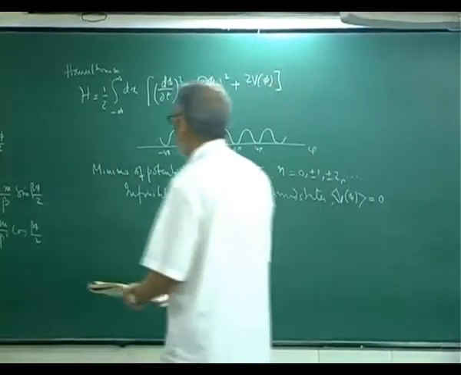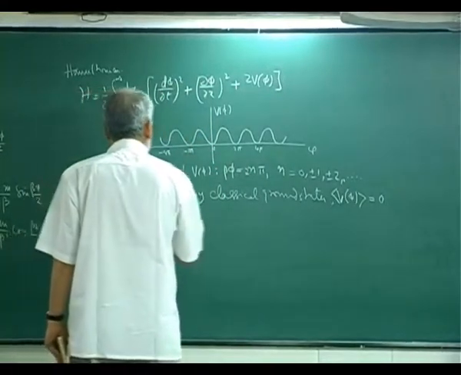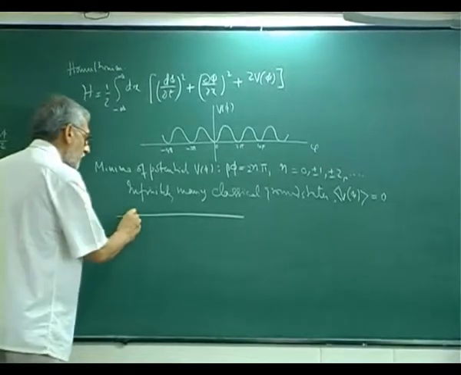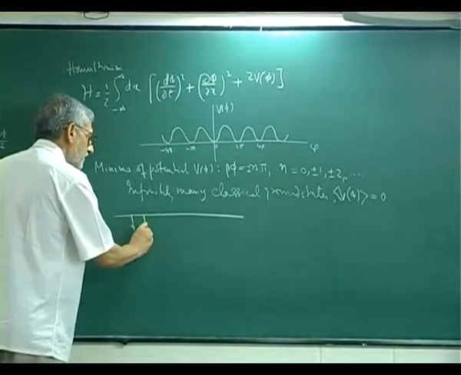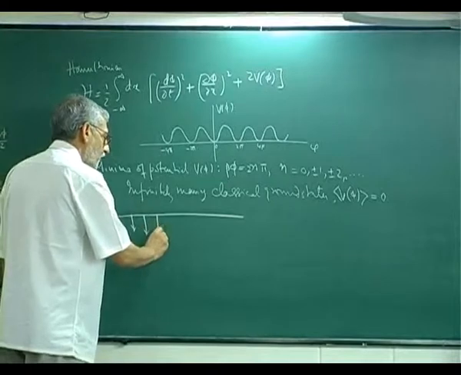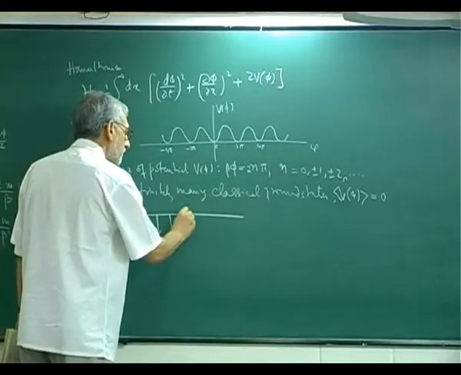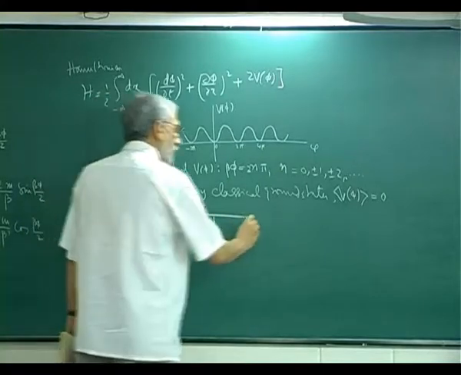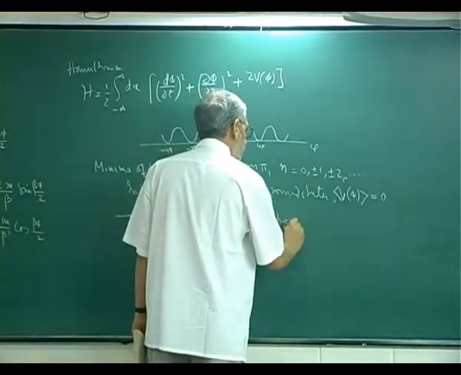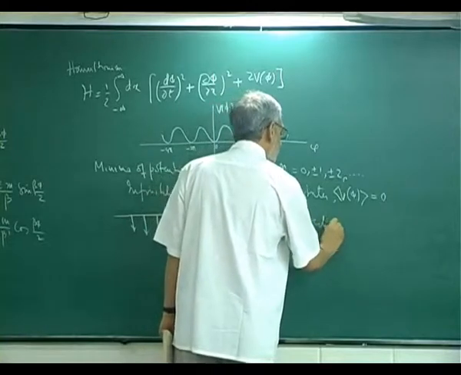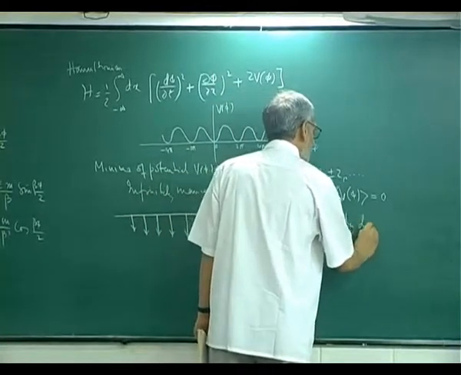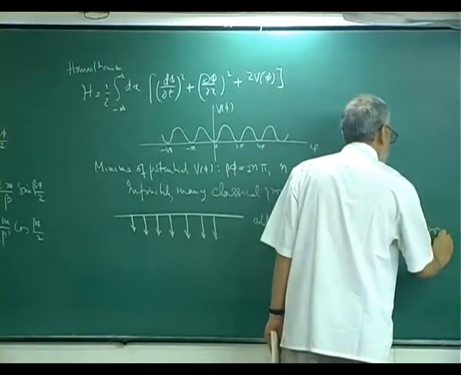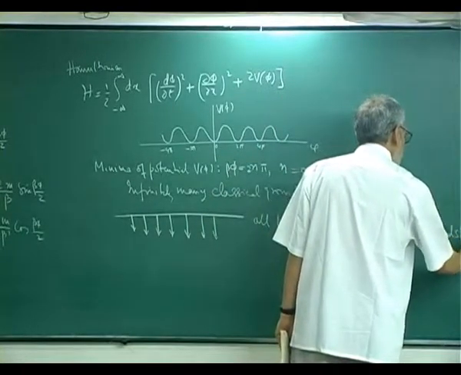And in the cloth line and peg model, the ground state is when all the pegs are vertically downwards, all pegs vertically downwards, and these are the ground states.